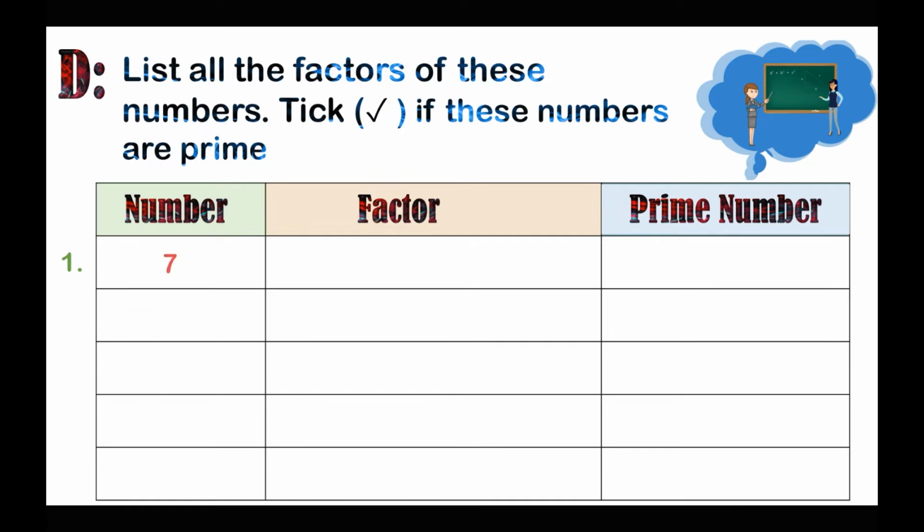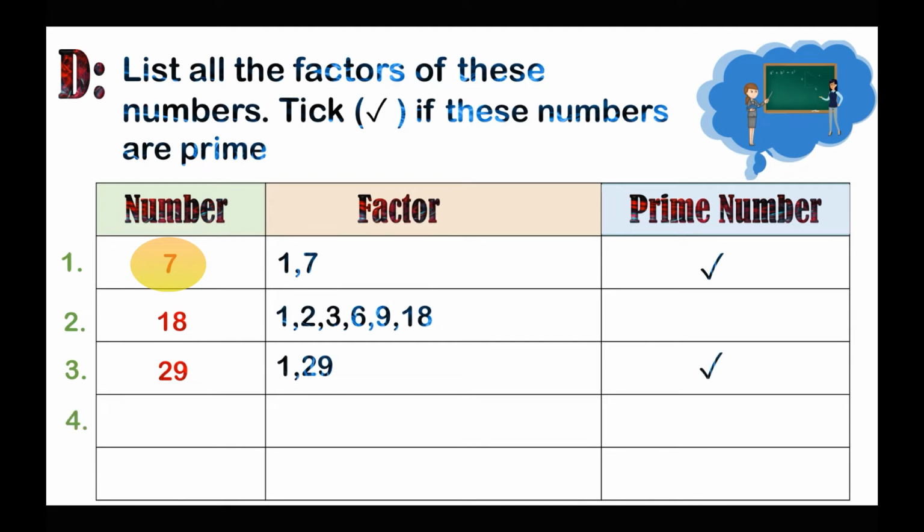Now let's tick if they are prime numbers. 7 is a prime number. The factors are 1 and 7. As we already know, a prime number is a number that has only two factors, that is 1 and the number itself.